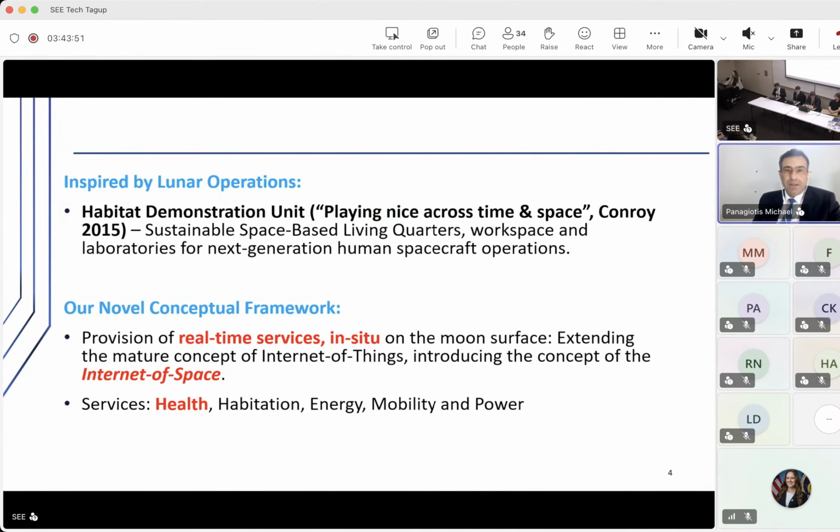We have been inspired by lunar operations, and especially by the presentation Playing Nice Across Time and Space by Mr. Mike Conroy, where he introduces sustainable space-based living quarters, workspace, and laboratories for next generation human spacecraft operations. Our novel conceptual framework, using the habitat demonstration units, suggests real-time services in situ on the Moon surface, extending the mature concept of the Internet of Things by introducing the concept of the Internet of Space. We will start, as already mentioned, with health services.